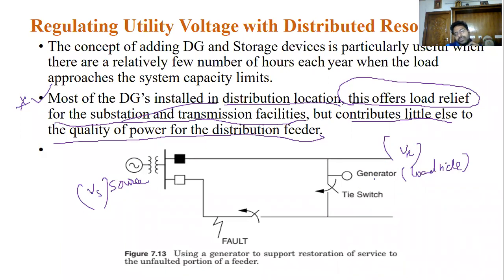So now, if there is a fault in the line, these are some lines. By using this tie switch, remember this tie switch is nothing but an on-off switch connected near to the generator, not the substation. This is the substation. Or this tie switch is connected near to the generator.